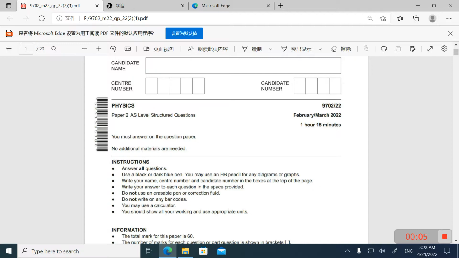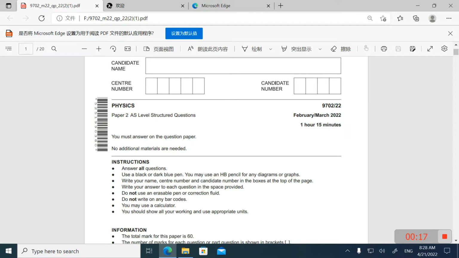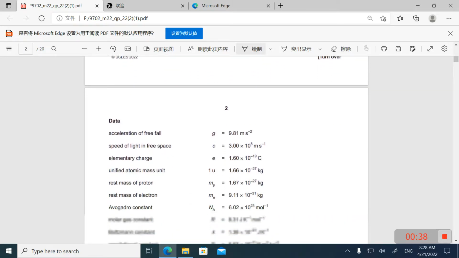So we are going to discuss paper 9702, Paper 22, February March 2022. The total time for this paper is 1 hour and 15 minutes, and it's better to go through the instructions. And then after that we are going towards question number 1.